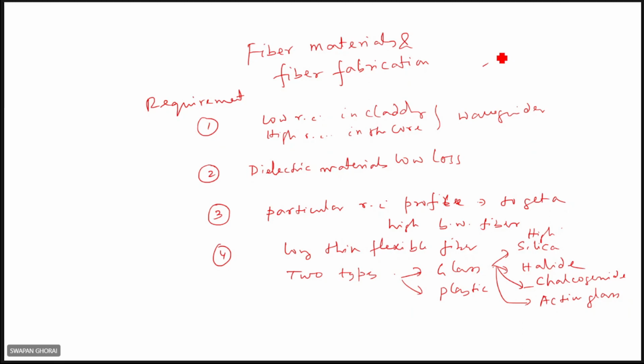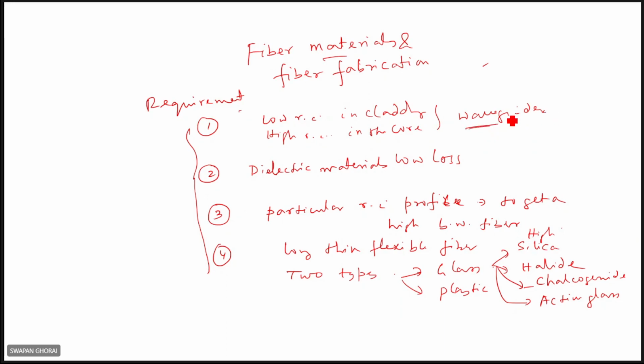We'll discuss the fiber parameters and fiber design before mode optics theory. But before that, let us quickly see the fiber materials and fiber fabrications. What are the materials used for fiber fabrication, and what are the different fabrication processes? All the materials cannot be used for fiber fabrication. The materials that can be used must meet these four requirements. The first requirement is a low refractive index in the cladding and a high refractive index in the core, so that it can behave as a waveguide.